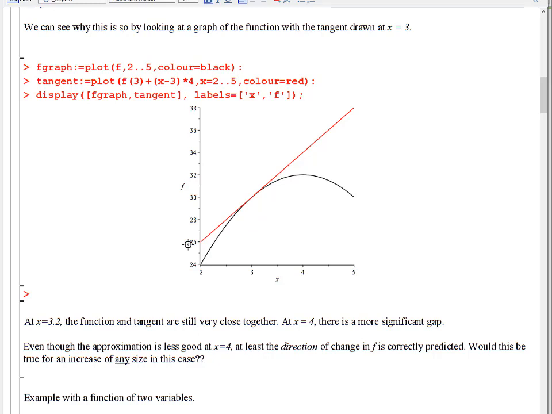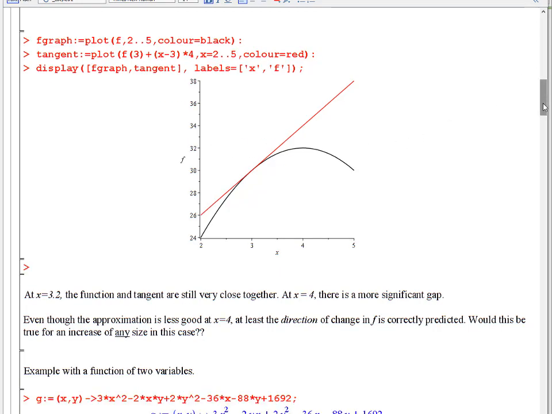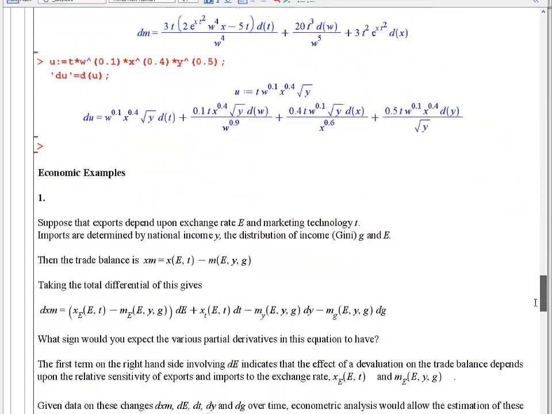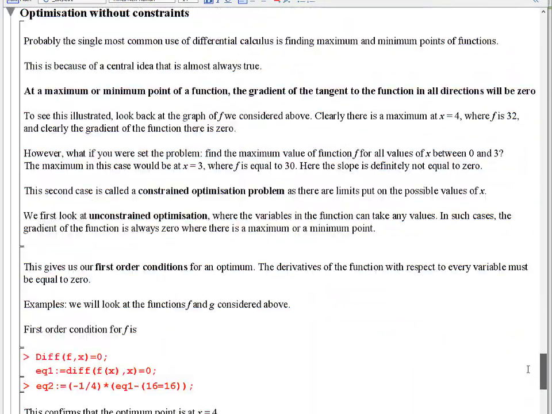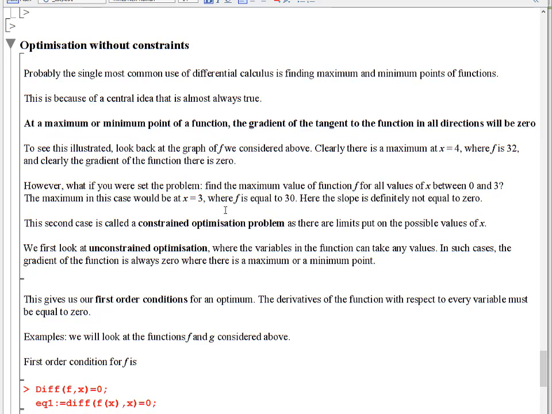At this point, the gradient isn't 0. Whereas at this unconstrained optimum point here, the gradient is 0. So it's in the unconstrained case where we can look for gradients being 0 as the clue. So here, if we set ourselves a limit, a constraint, the slope may well not be 0. So that second case, when there's a limit on some variables, it's called constrained optimization.